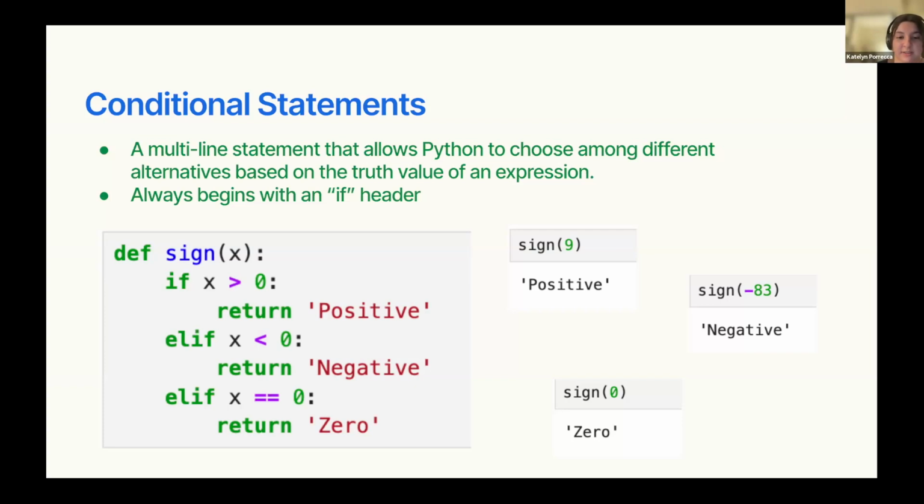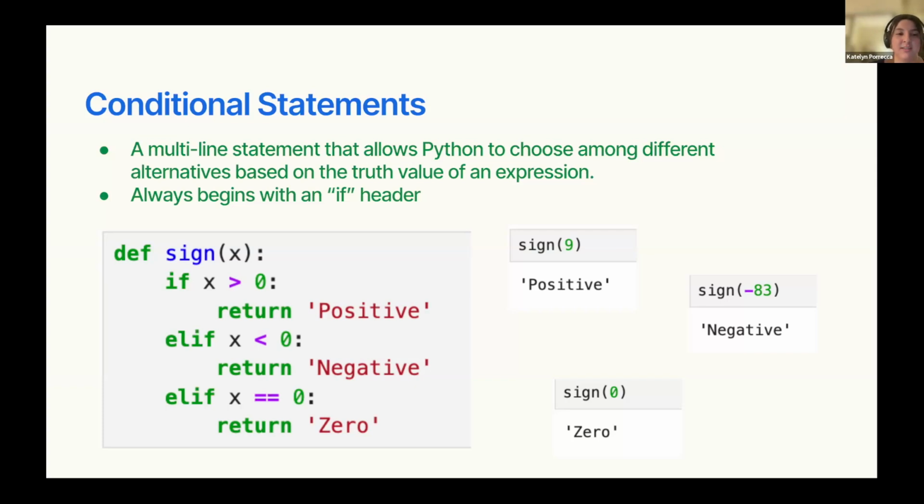We actually see an example of that on the right. You take sign and put 9 in parentheses and it spits back positive. Then we do the same thing with a negative, with negative 83, and the same thing with sign 0, which prints back 0. But obviously you see instead of if, it says elif. You start with if for the first statement, and then as you create more statements, you use elif instead. But it's all the same principle. You always want to make sure you put a colon at the end of them, otherwise the computer's going to yell at you, basically.